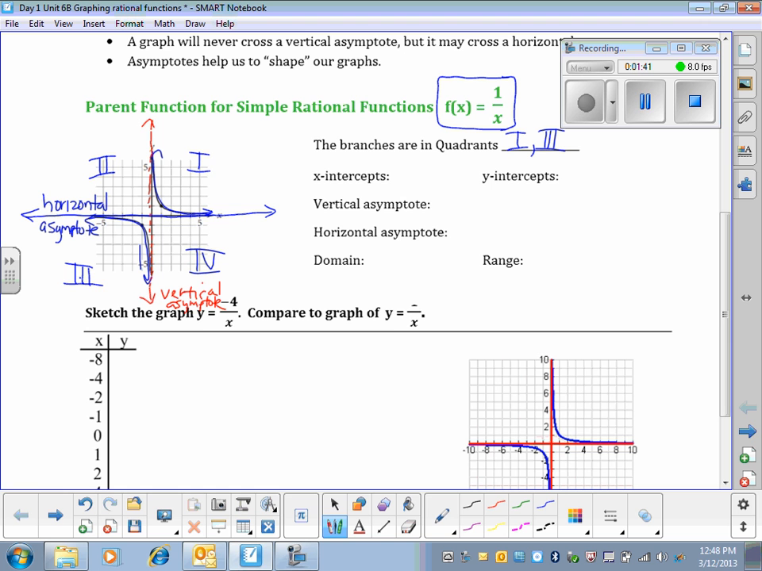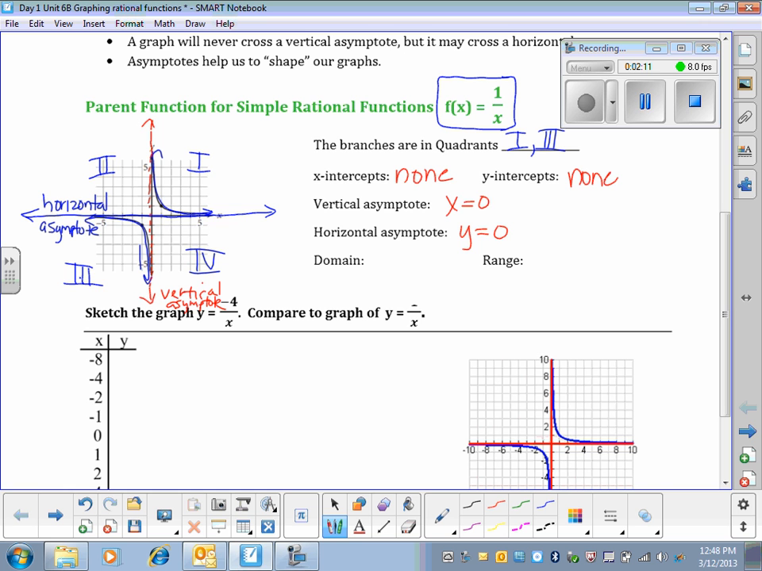In other words, these graphs don't quite ever get to y equals 0 or x equals 0. So our vertical one is going to be at x equals 0, and the horizontal is going to be at y equals 0. So will I have any x-intercepts? No, it'll never cross the x-axis. And will I have any y-intercepts? No.